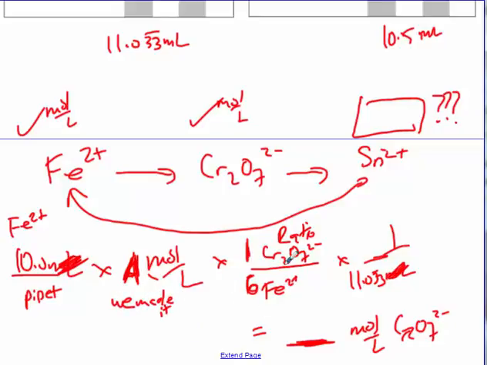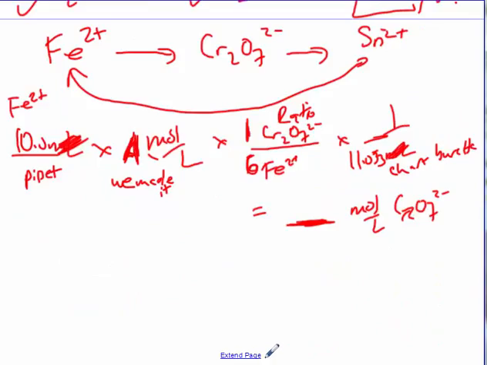We then know the ratio of iron to dichromate, and the amount of dichromate used comes out of the chart because this was in the burette. Now, unfortunately, we're not done because dichromate is just a go-between. Again, the reason is that I'd love to go directly from iron to tin. My goal is to find tin.